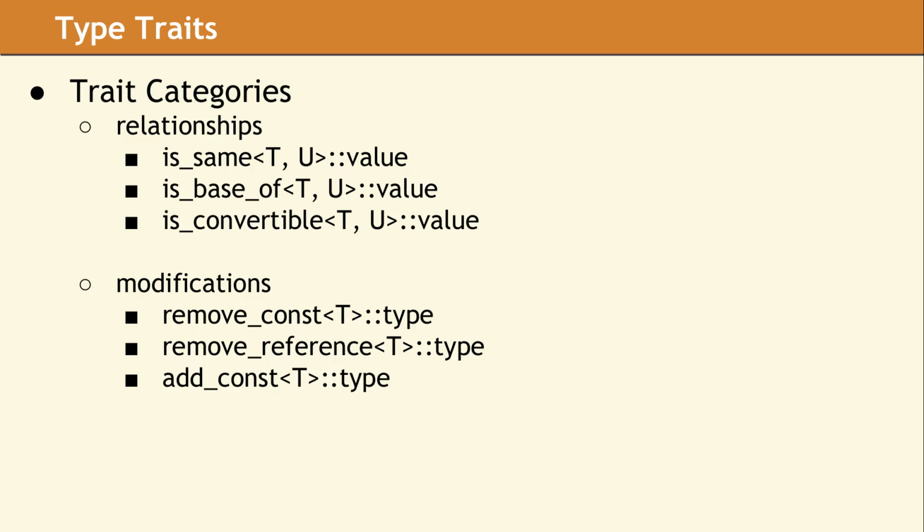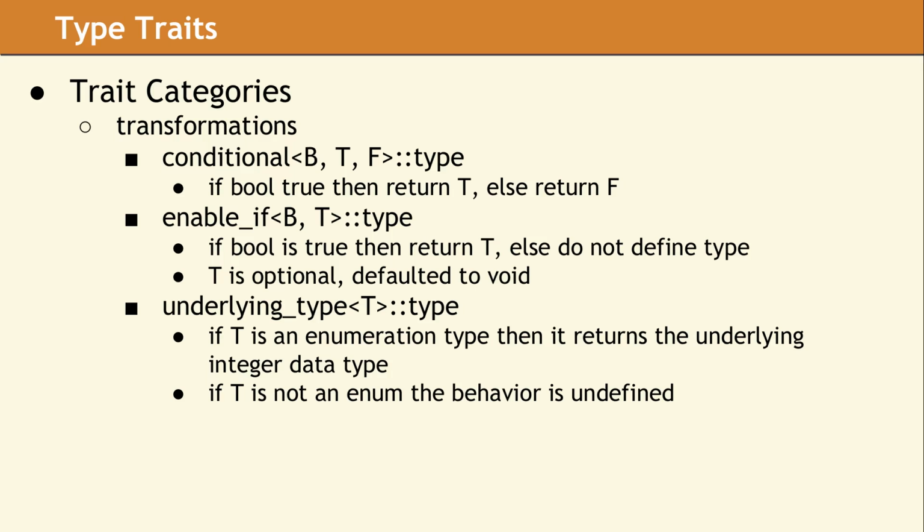The relationships type traits are useful when you want to compare two different data types and find out if they are the same type, one is the parent of the other, or if one can be converted to the other. The modifications category of type traits is a bit different, as it returns a new data type based on the passed template parameter. This is why the syntax for using the modifications type traits ends in ::type rather than ::value. The transformation trait category consists of type traits which take one or more data types and return a different data type. The enable_if type trait is mostly used when setting up a template to implement SFINAE. It is used in combination with one or more other type traits that determine if the template parameter is valid for the current template specialization.